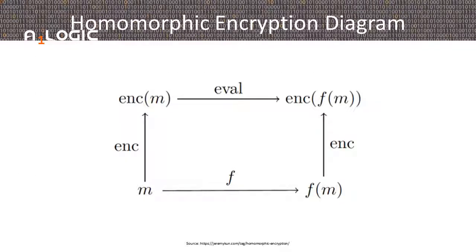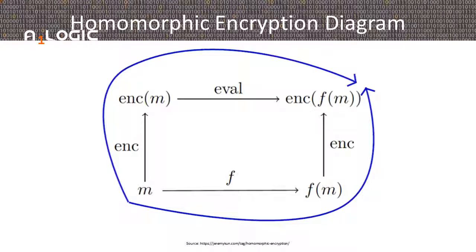This is a conceptual diagram of homomorphic encryption. If M is the input and there is a function f performed on it and the result is encrypted, the result would be the same as if M was first encrypted and the function was evaluated on the ciphertext of M.